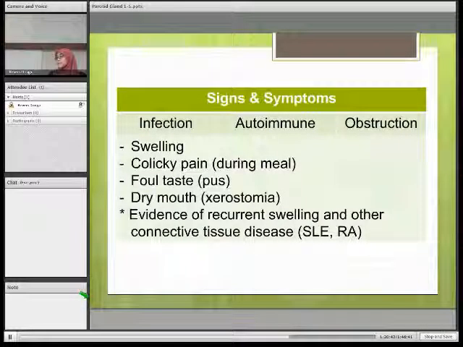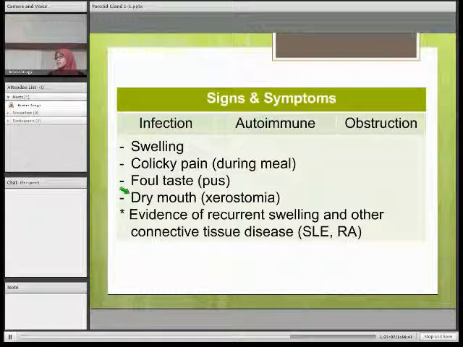So the signs and symptoms: since parotitis is an inflammation, the four or five cardinal signs of inflammation, that is swelling, redness, heat, pain, and loss of function, all relate to the signs and symptoms of parotitis. So you would expect patients to have swelling, colicky pain, especially during mealtime, foul taste if there's pus, and dry mouth, especially in an autoimmune condition, because they attack the salivary gland, really.